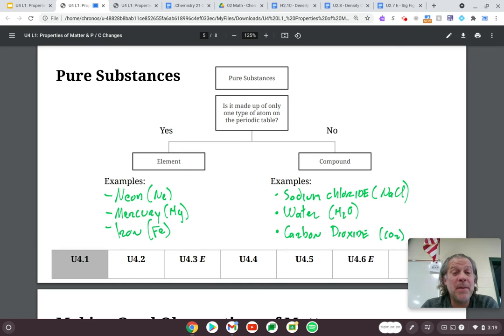An example of a compound, which is something that's made up of more than one type of atom on the periodic table, would be things like sodium chloride or table salt, NaCl, water, H2O, carbon dioxide, CO2. So the difference in the examples is that neon is just one element, but sodium chloride is two elements and they are bonded together. And we'll learn more about bonding in the future. But for now, that's the difference between an element and a compound, which are types of pure substances.